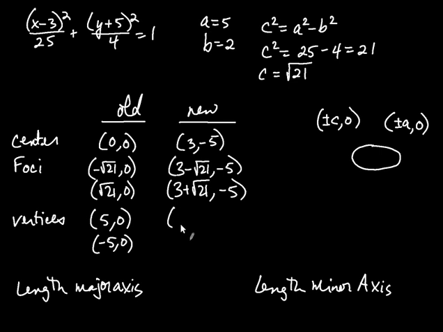But then you shift everything, right? So add 3 to that, and you get 8. Then drop the y-coordinate by 5. And then you add 3 to this, and you get -2, and then drop that y-coordinate by 5. So there are our new vertices.